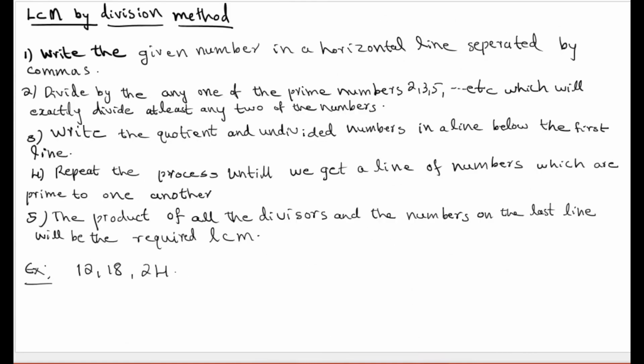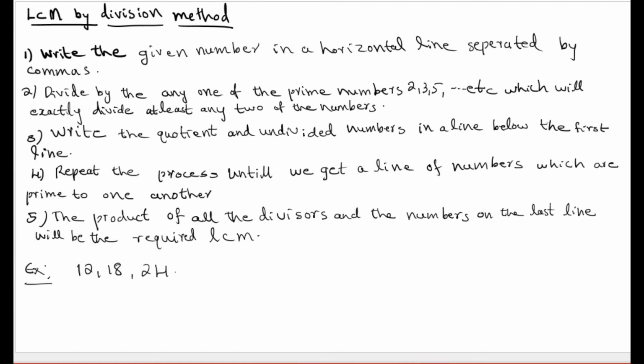Next is LCM by division method. Here theory is given. Theory is not important. This theory explains how to find the LCM by division method. While solving the problem, you can understand the theory easily. Okay, just go through this theory.